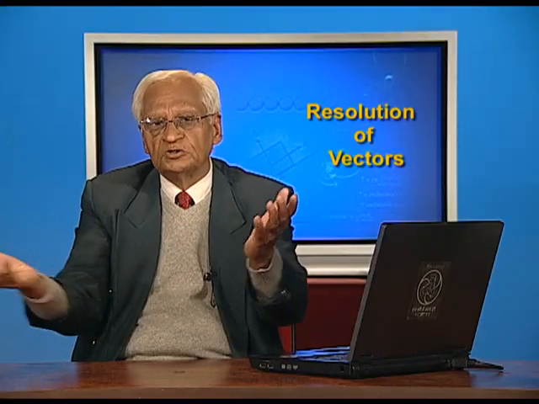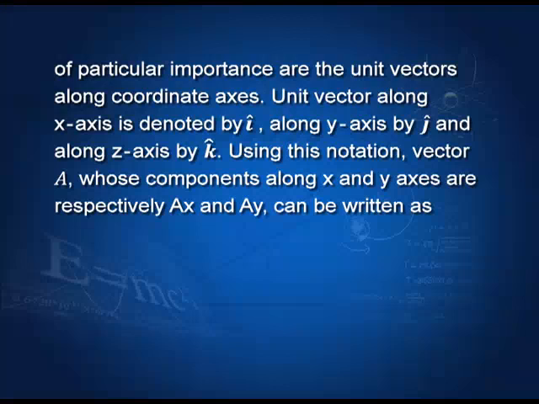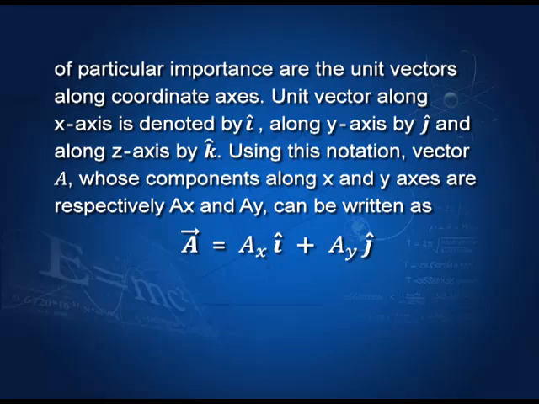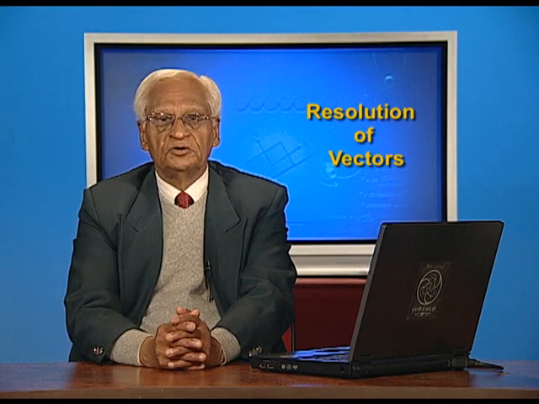Electrostatic force between two charges can also be written in a similar fashion. Of particular importance are the unit vectors along coordinate axes. Unit vector along x axis is denoted by i cap, along y axis by j cap, and along z axis by k cap. Using this notation, vector A, whose components along x, y are respectively Ax and Ay, can be written as vector A equal to Ax times i cap plus Ay times j cap. This is how we write vectors now in terms of the unit vectors.